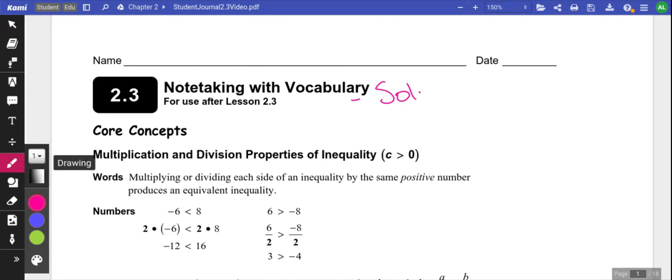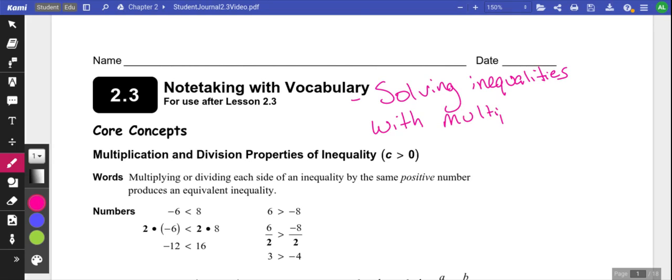We're going to be solving inequalities with multiplication and division. Okay, so hopefully we all feel good about 2.2 that we did yesterday, where we're solving just using addition and subtraction. So 2.3 is all about multiplication and division.